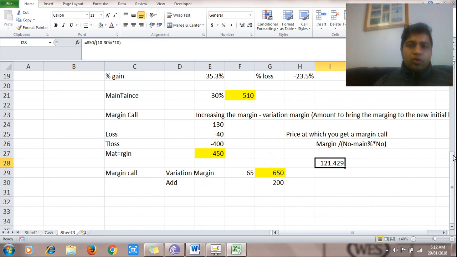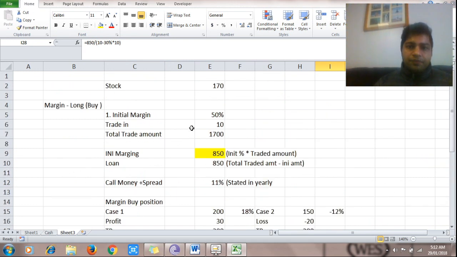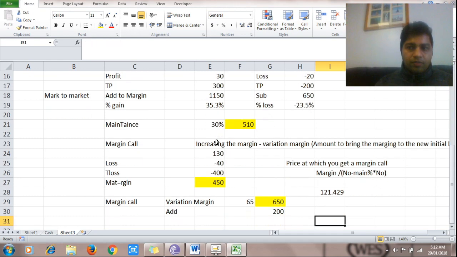Okay, so key points to remember when you do a margin trade. You don't have to put in the entire amount, you just have to put in the initial margin. There is a maintenance margin level. If the stock falls below that, you will get a margin call. Margin call means you have to add in the additional amount. And the basic part, that is in a long trade, you benefit if the stock price goes up and you lose money when the stock price goes down.